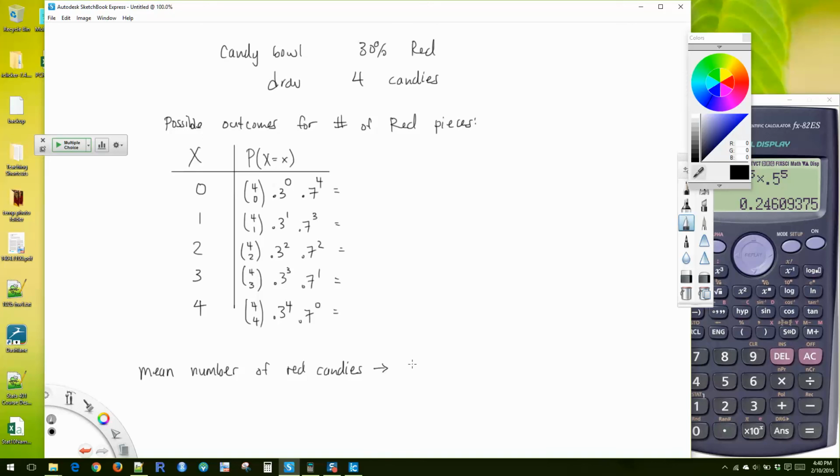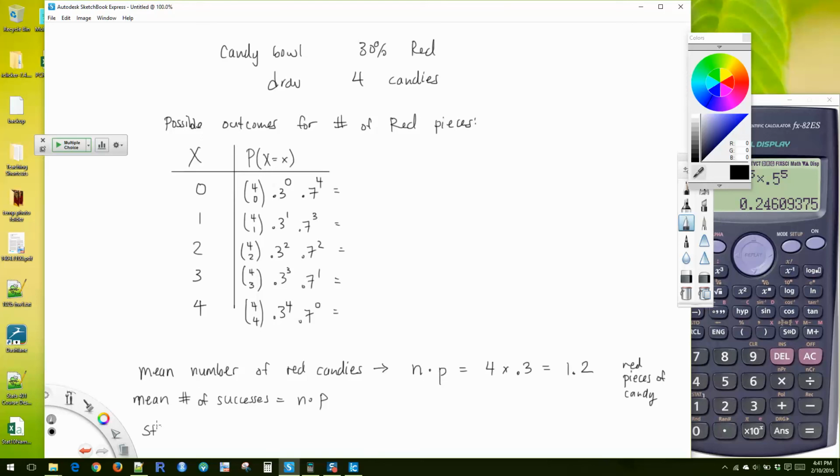Okay, well, I think it makes sense. The mean is just n times p, which is going to be 4 times 0.3. So on average, I would get 1.2 red pieces of candy. Now, of course, on any individual trial, I'm not going to get 1.2 red pieces of candy. I'm either going to get 1, or 2, or some whole number. But if I kept track of every single one of these outcomes and took the average of all of them, that mean would be n times p. So the mean number of successes is going to be n times p. All right? And I think that makes intuitive sense.